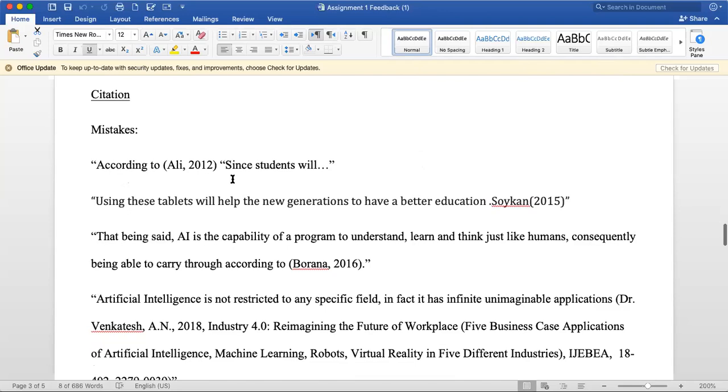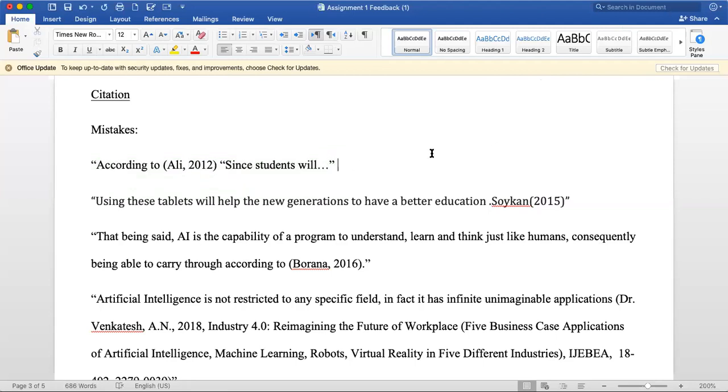Right. Here are some mistakes copied from some of your essays. Let's look at them together. The first one: "According to Ali, 2012, since students will..." Can anyone tell me what the mistake is here? In this first one, what was the mistake that the student made? It's supposed to write Ali, and after that, parentheses, 2012.